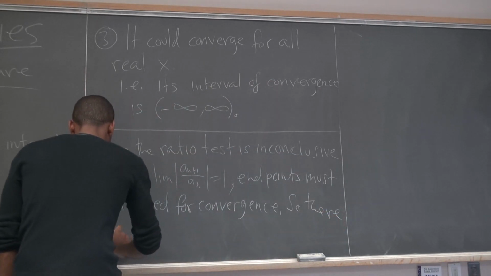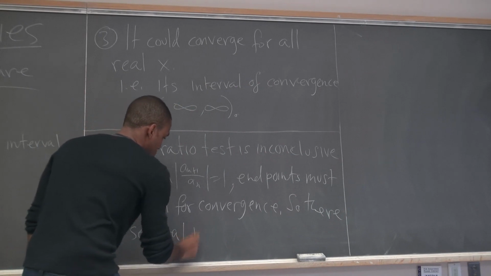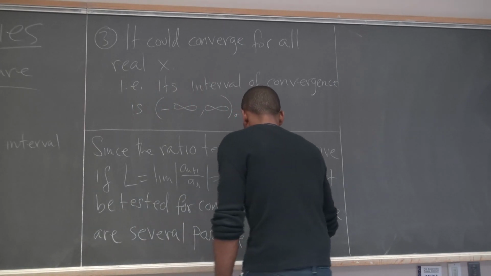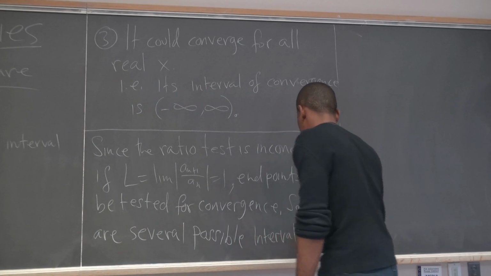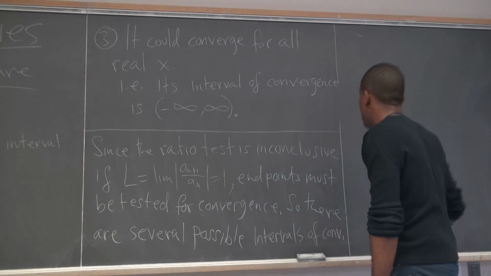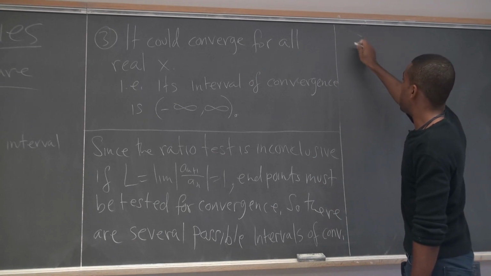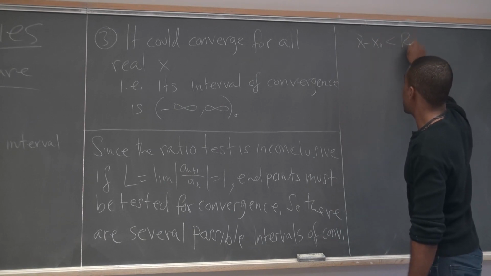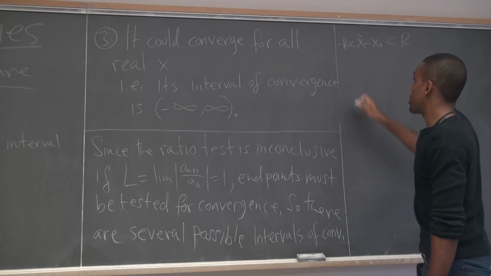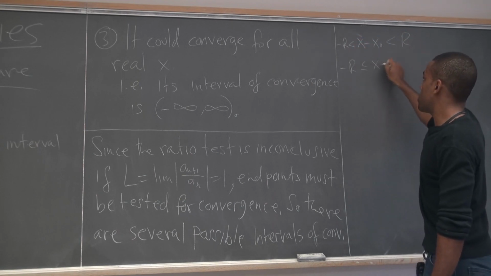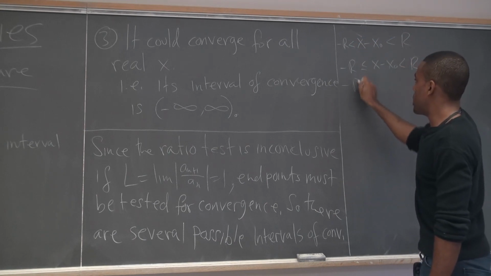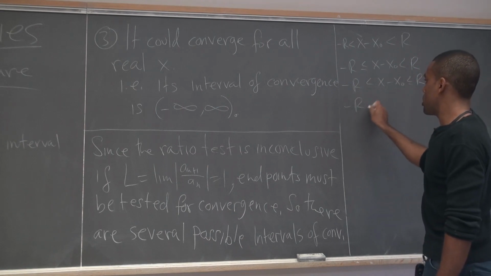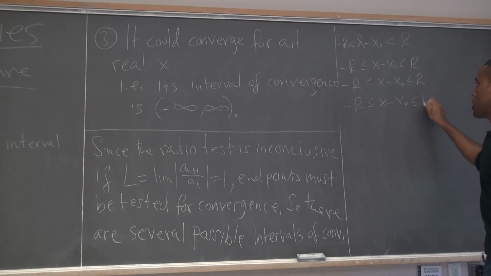So there are several possible intervals of convergence, right? So for example, one interval could be |x minus x naught| strictly between minus r and r, or it could be greater than or equal to minus r, strictly less than r. It could be strictly greater than this guy, but less than or equal to that guy. It could work at both endpoints, or either one, right? We don't know the endpoints, we have to check.